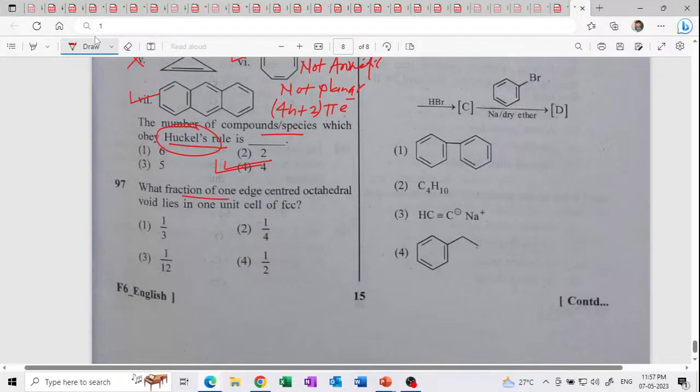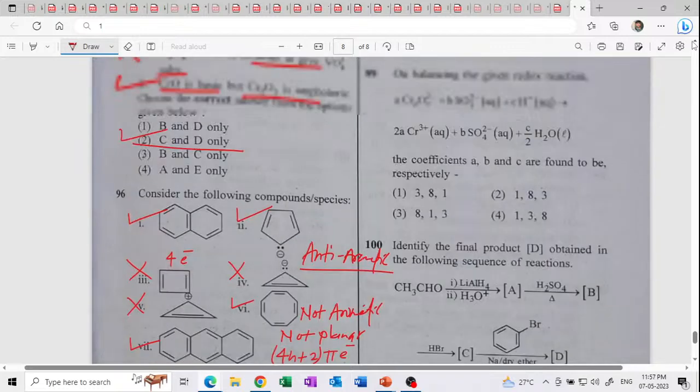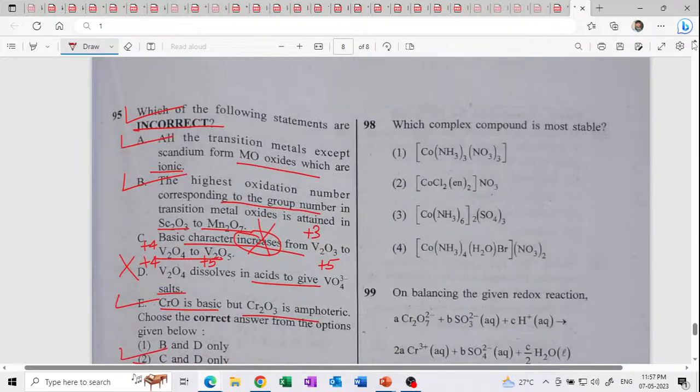What fraction of the octahedral voids is occupied? This is a straightforward question from CBSE NCERT. It is 1/4. H center is 1/4. H center is 1/4. This is a question directly from solid state. It is a solid state question. 3 questions from solid state particularly, from octahedral void.